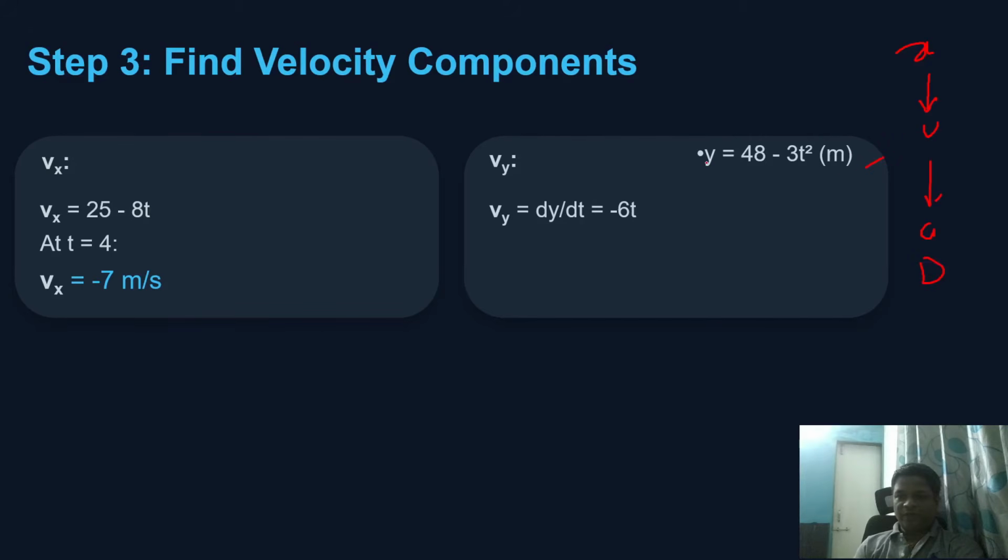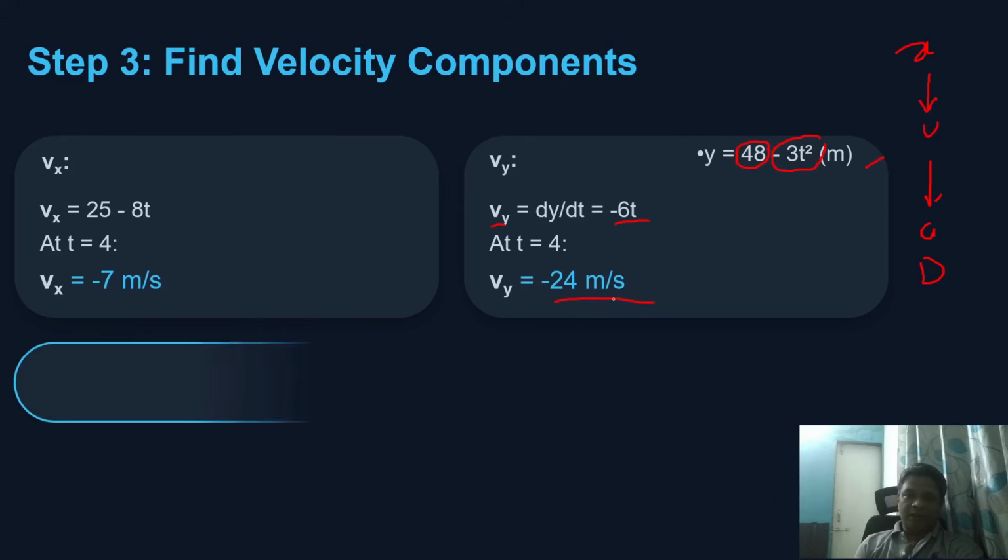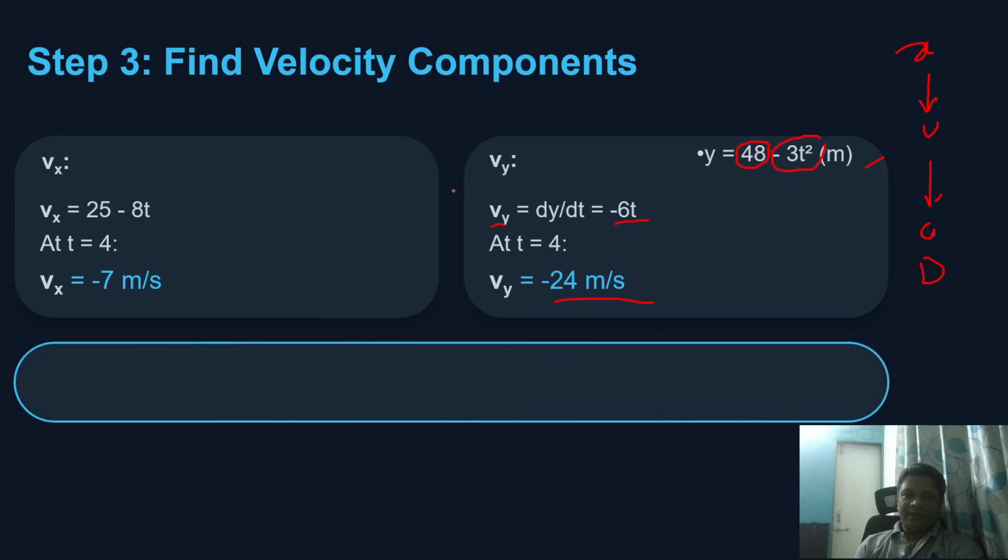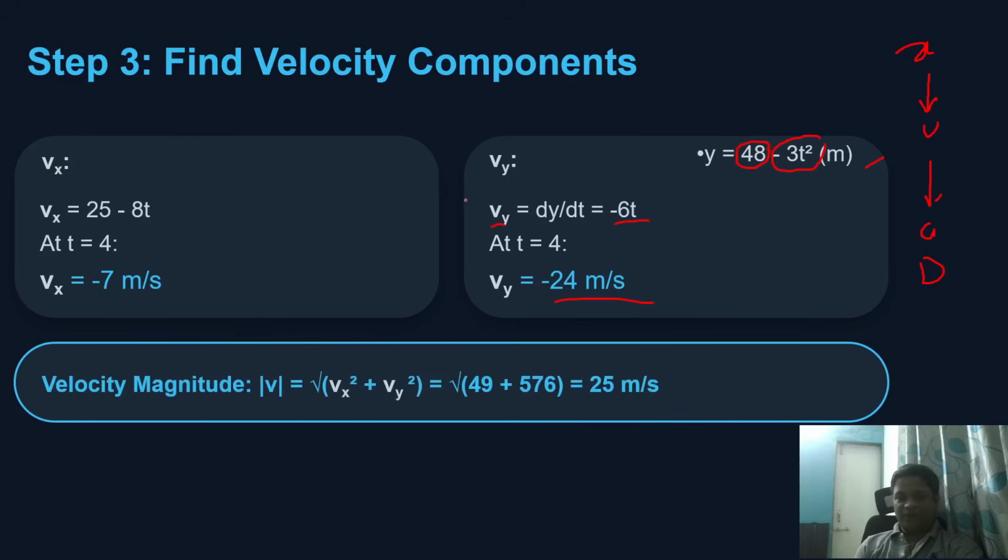So differentiation of y will be dy by dt, which is nothing but velocity. So differentiation of 48, it is a constant, so it becomes 0, and differentiation of minus 3t square will be minus 3 into 2t. So minus 3 into 2 becomes 6, and it is 6t. Now put t equal to 4 seconds, and we will get velocity in the y direction will be minus 24 meter per second.